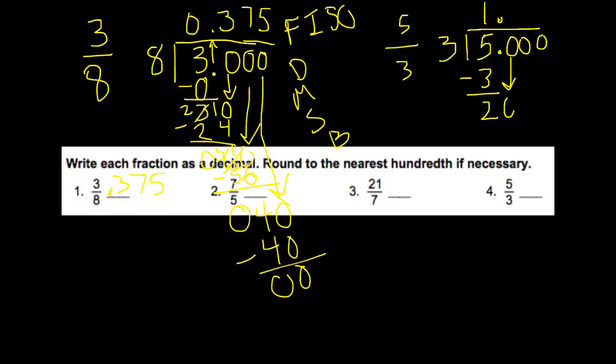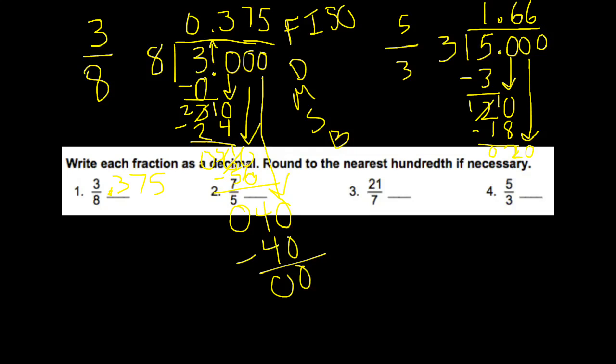Bring down the 0. 3 goes into 20 6 times. 3 times 6 is 18. 20 minus 18. Borrowed from the 2, make it a 1. Bring back to the 1's place. 10 minus 8 is 2. 1 minus 1 is 0. Bring down. So I see that I got 20 again, and it looks like it's going to keep just repeating. So it's going to be 1.66666, and it looks like it's just not going to stop.